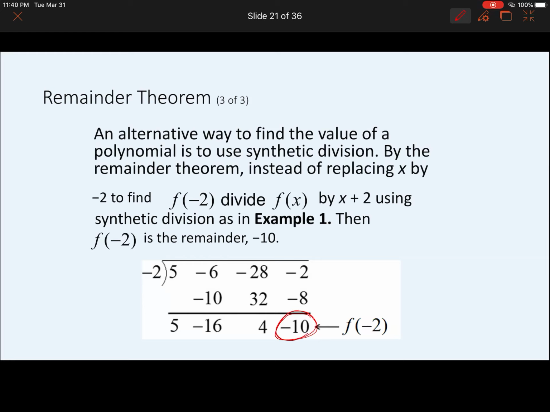Simply run through the synthetic division. The remainder is what you would get. And so you can see that here. If we take the negative 2 and we do our synthetic division, which is exactly what we did for the last problem in the last video, we went through the synthetic division, got the same numbers, and we ended up with this negative 10 as our remainder.